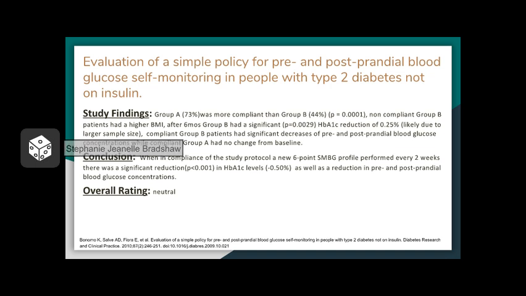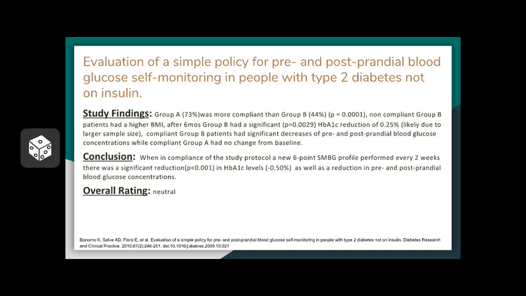The study findings were that Group A at 73% was more compliant than Group B at 44%. After 6 months, Group B had a significant HbA1c reduction of 0.25%, which was likely due to the larger sample size, but also in Group B, the non-compliant groups tended to have a higher BMI. The compliant Group B patients had a significant decrease of pre- and postprandial blood glucose concentrations, while compliant Group A had no change from baseline.